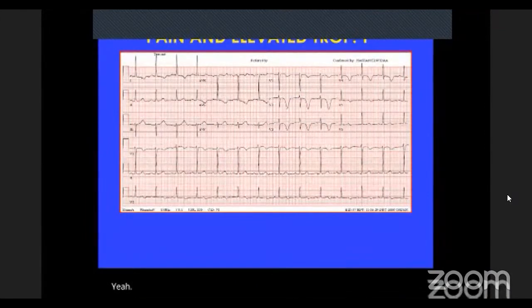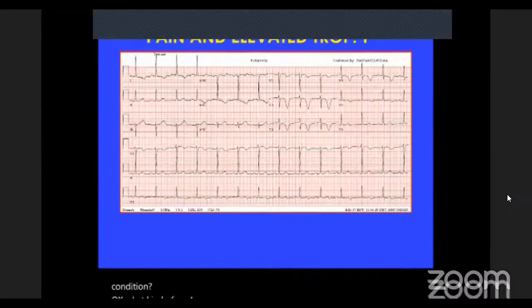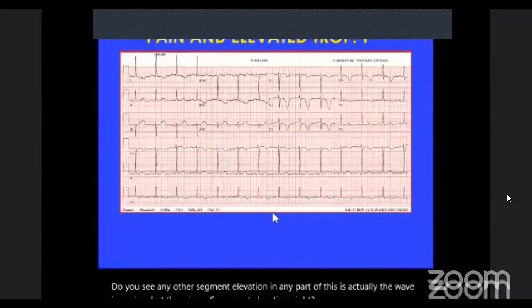Right. So if you think about this 60-year-old with chest pain and elevated troponin, and we have these ECG changes, what do you call this condition? Anterior MI. Okay, what kind of MI? Is it ST segment elevation or non-ST segment elevation? Do you see any ST segment elevation in any part of this ECG? This is actually T-wave inversion, but there is no ST segment elevation, right? So it is non-ST segment elevation.